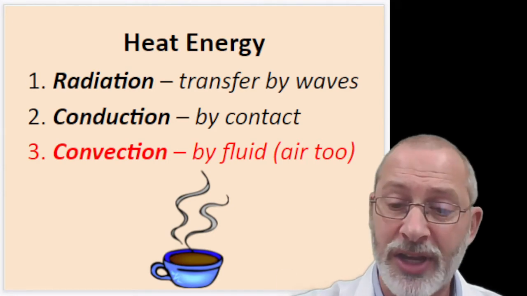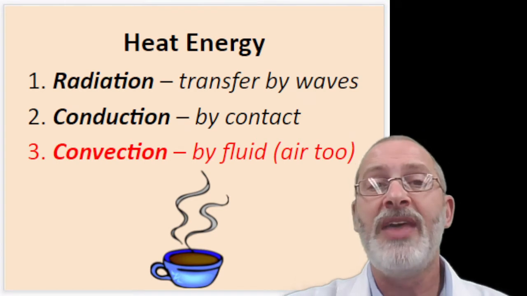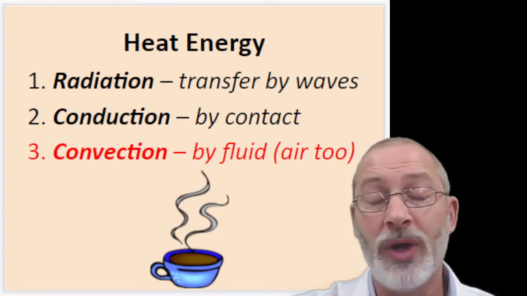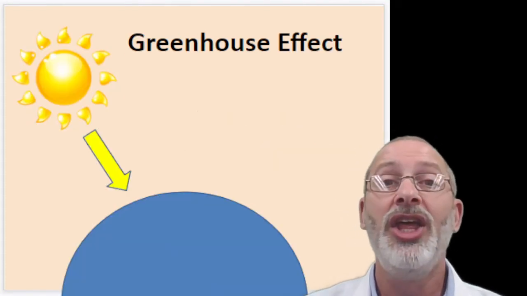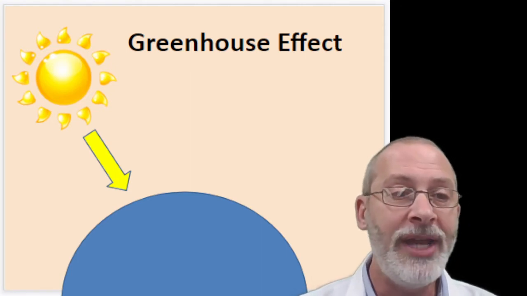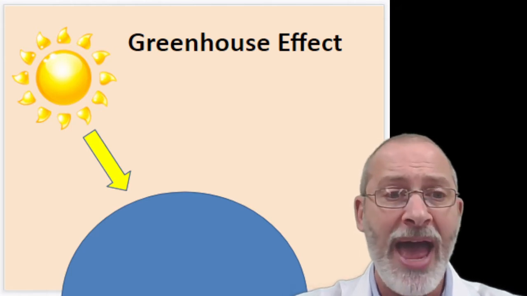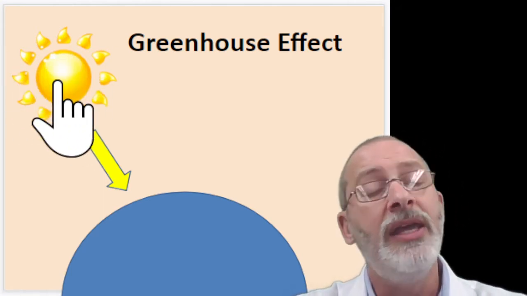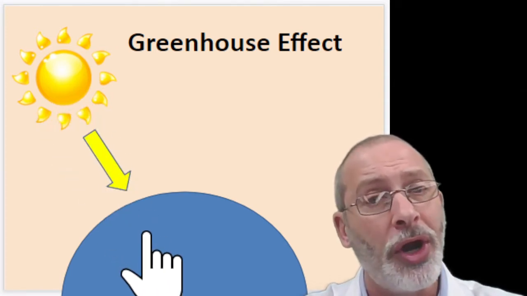And speaking of convection, there is an interesting effect that takes place with convection that you undoubtedly have heard of before, and it is called the greenhouse effect. The greenhouse effect is impacted by the fact that heat energy from the sun experiences radiation. The heat is radiated toward Earth.